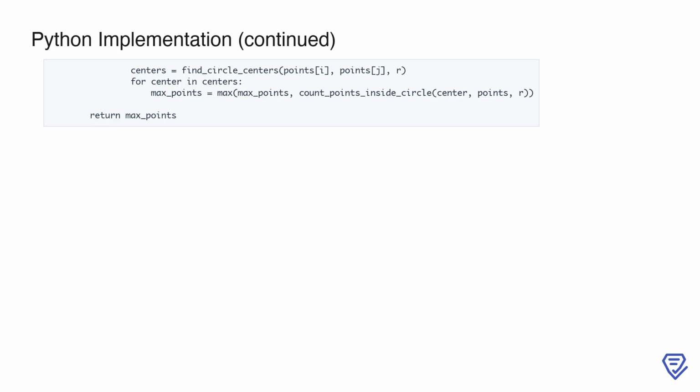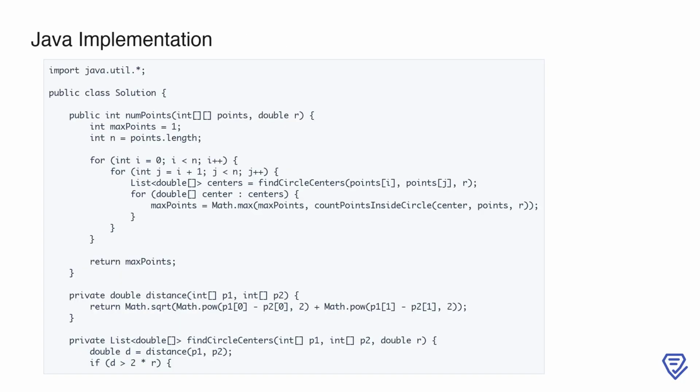This approach ensures that we systematically check every potential circle that could enclose the maximum number of darts, leveraging efficient geometric calculations to make the solution computationally feasible. Here, we begin by importing necessary packages and defining the solution class. The main method, numberPoints, calculates the maximum number of points that can fit inside a circle with a given radius. We initialize maxPoints to 1, as a single point can always fit in a circle by itself.